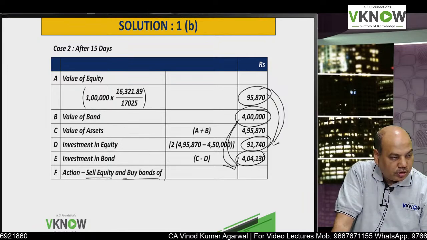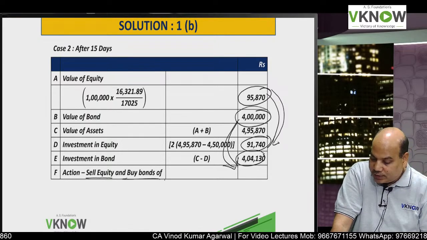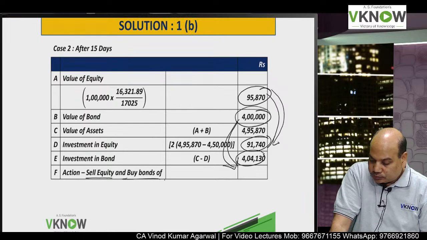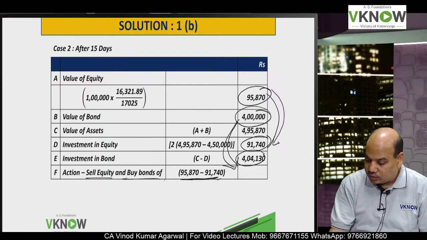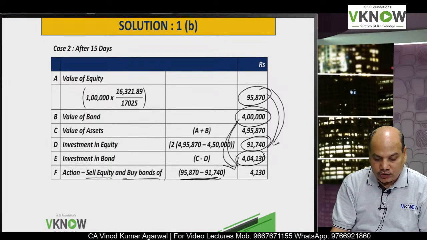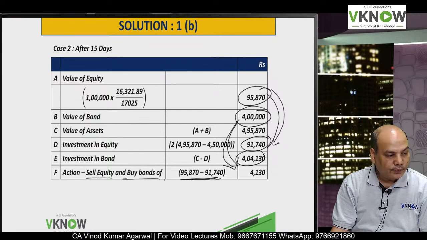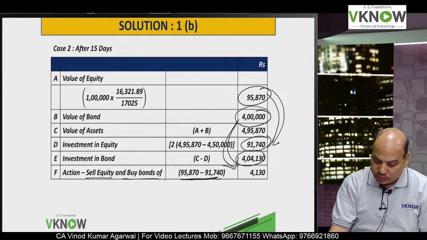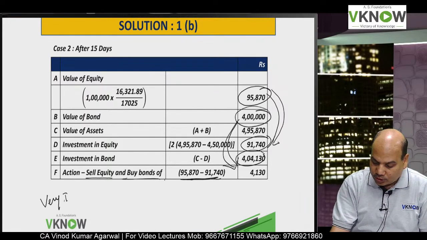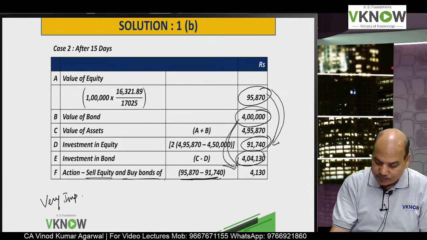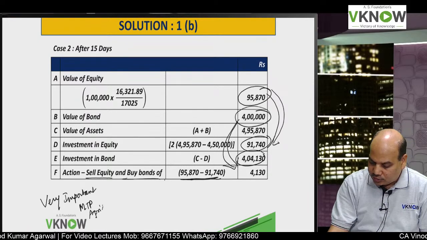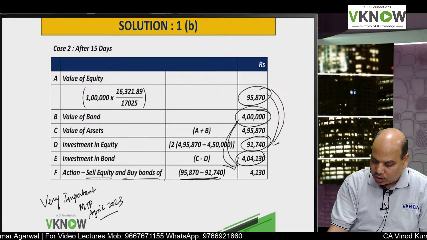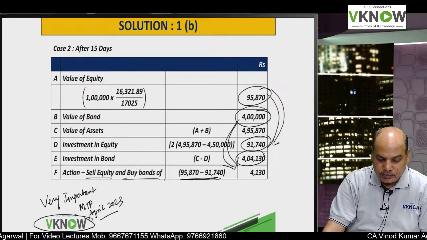Yadav, this time you are wrong. Check your calculation again. You will sell equity of 4130 and buy bonds of 4130. This is a very important question. Please mark important. Question number 1B from MTP April 23. Question is available on our website vino.in.